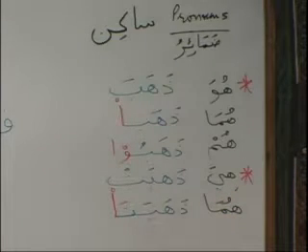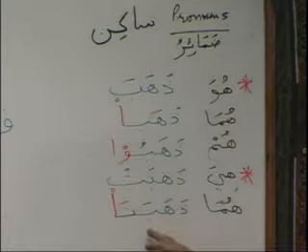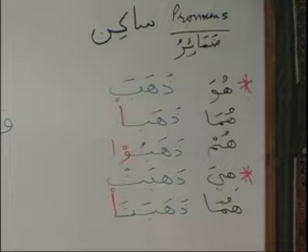Otherwise, the fa'il can be a noun, a proper noun. Because Zahaba Muhammadun. So Muhammadun is the fa'il. If you ask, aina Muhammadun, then you will say Zahaba. Now the fa'il is the damir, huwa. Okay, fine. Now these are called sakin damair, and they are sakin pronouns.